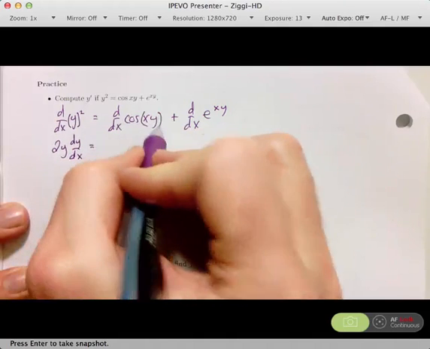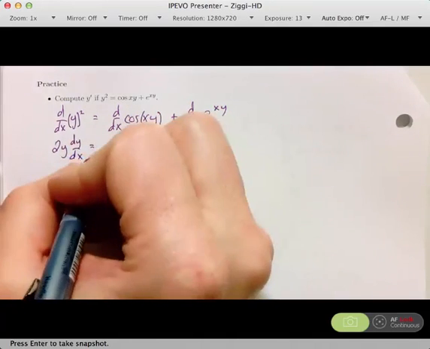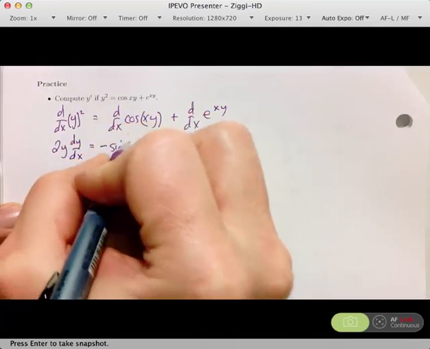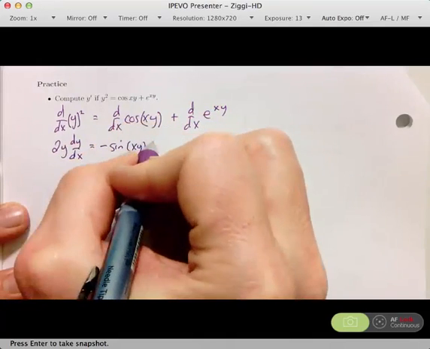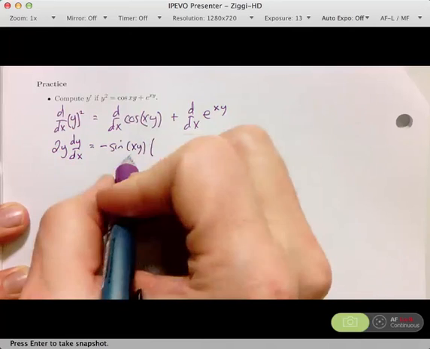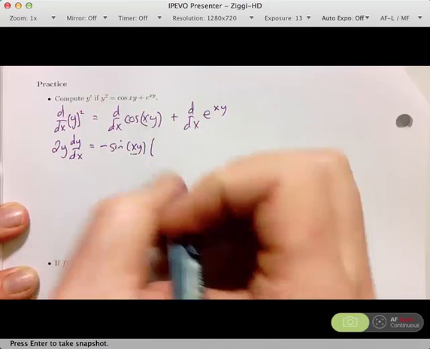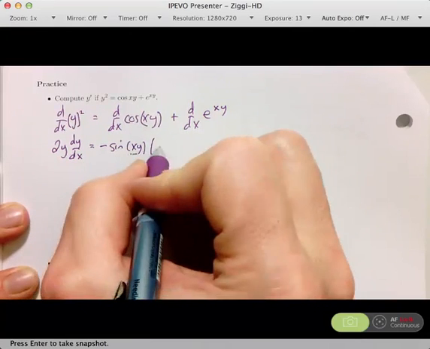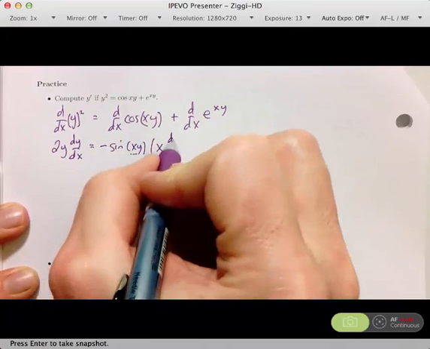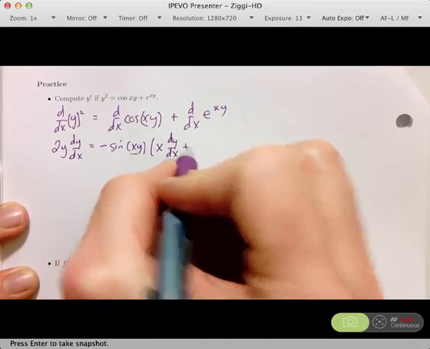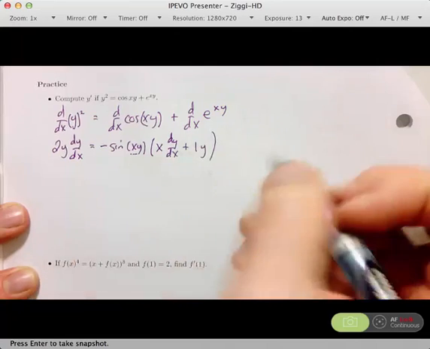Cosine of xy. Derivative of cosine is minus sine. Leave the inside alone. Now I have to multiply by the derivative of the inside. Derivative of the inside, this is the same term we had on the last page. X times y requires the product rule. X dy dx plus 1 times y.